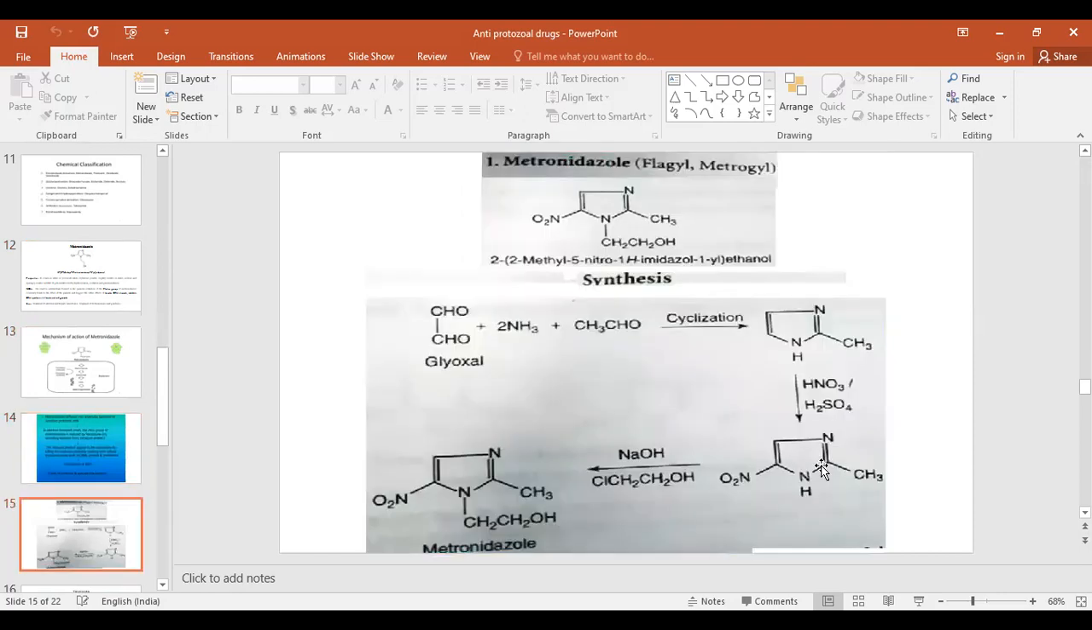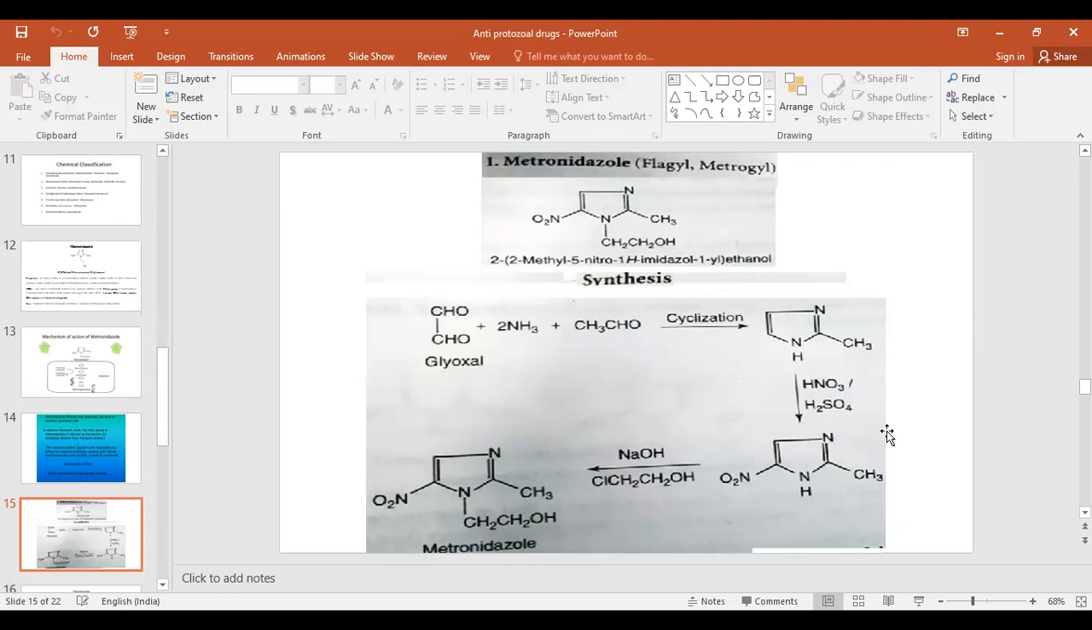Next, coming to the synthesis of metronidazole, first you have to take glyoxal, that is the 2-carbon compound containing aldehydes, ammonia, and acetaldehyde. Cyclization occurs with CHO, CHO. So they are reacting with the 2 nitrogens. From this part 1 nitrogen, and from this carbon the nitrogen is placed in this compound. And for CH3, CHO is incorporated.